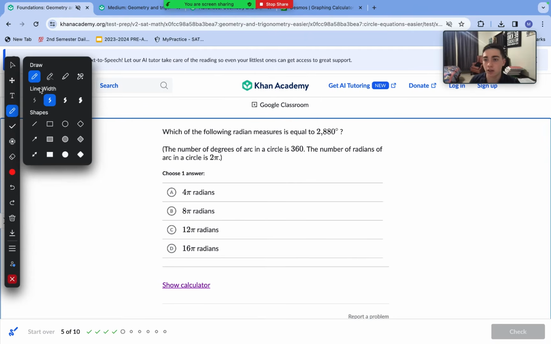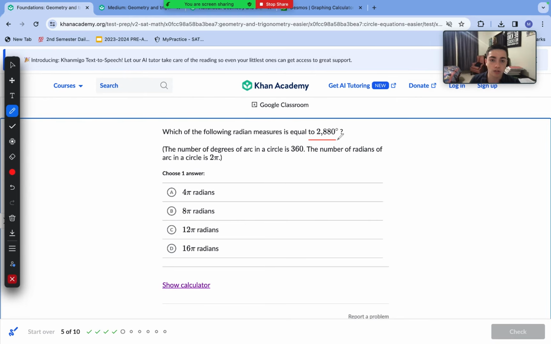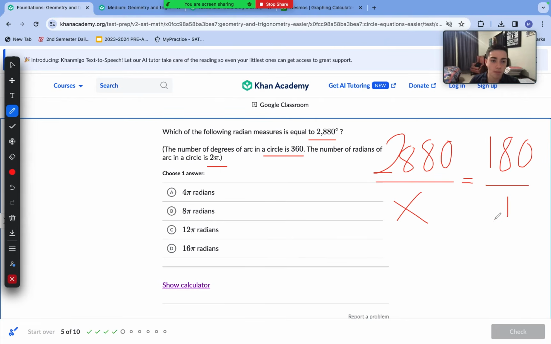Which of the following radian measures is equal to 2,880 degrees? And then we can use this conversion factor here. So to convert from degrees to radians, we need to set up the conversion like this. We have 2,880 over x. We don't know how many radians. And this is equal to 180 over pi. So now we can multiply this out.